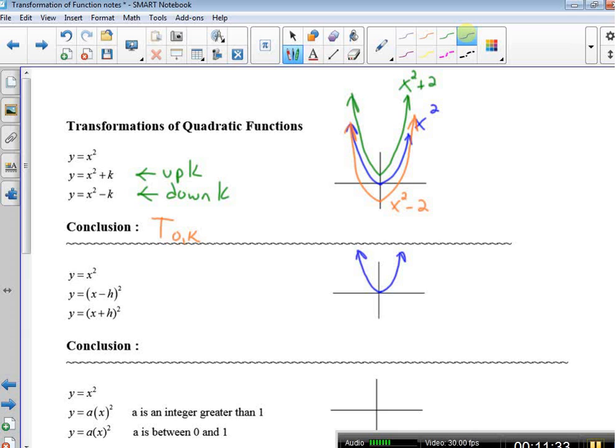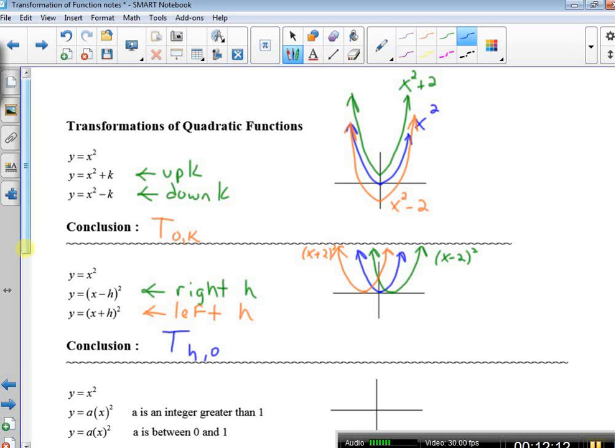x squared. Then we're going to move to the right. So this one is going to go to the right, opposite, like that. So that would be maybe like x minus 2 squared, and then we're going to go to the left. And that one would be like x plus 2 squared. So this one goes to the left, h. And this one, our conclusion was, it was a translation of h comma 0, left to right, up 0.